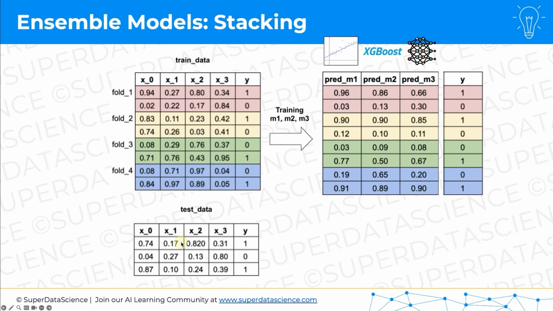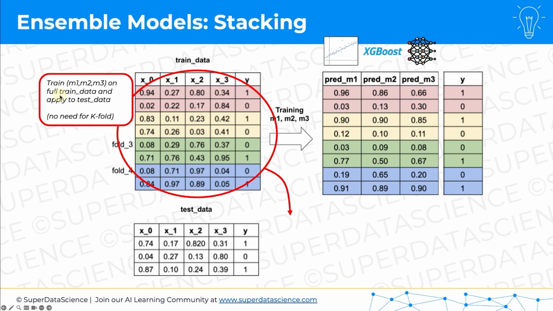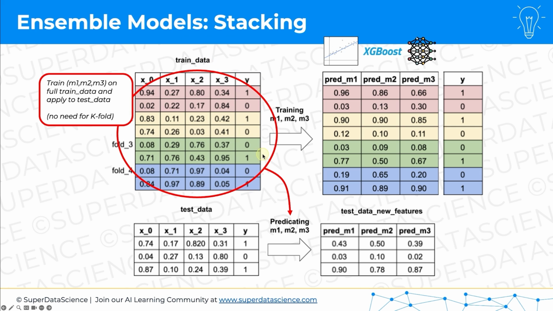Now, if we look at the test data, which we haven't touched so far, we've got, again, 4 features and the dependent variable. What we're going to do is train each one of the models, M1, M2, and M3, on this full data. So no more k-fold cross-validation. We take the model M1, train it on all of this data, and then apply it to this test data, and it'll give us this one column. Then we do the same thing for M2. We train model 2 on all of this data, apply it to this test data, and get this second column. And then we do the same thing for model 3. We train it on all of this data, apply it to the test data, and get this third column with the predictions of model 3 on the test data.